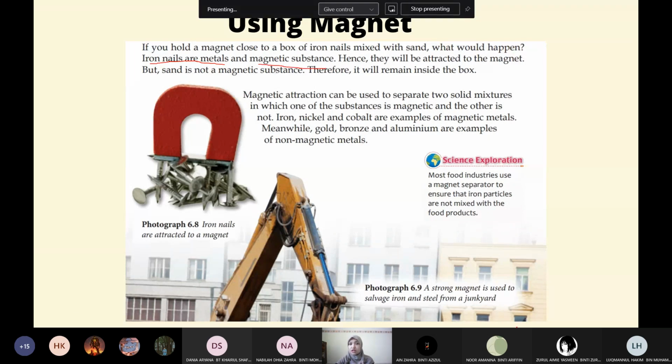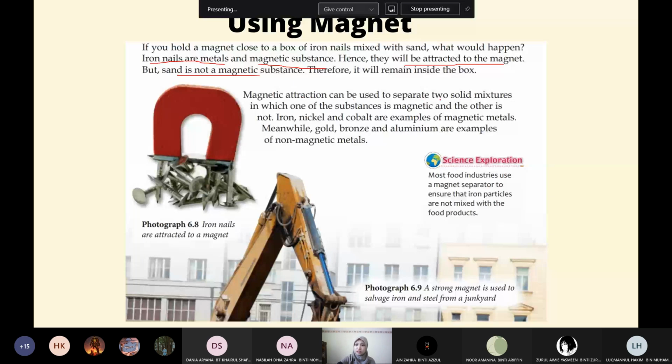Magnetic substances will be attracted to the magnet lah. But sand is not a magnetic substance, so sand will remain inside the box. So this is how we can separate using a magnet. Magnetic attraction ni, it can be used to separate two solid mixtures.